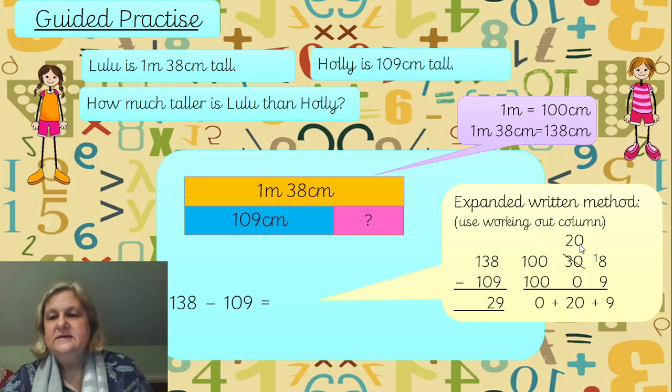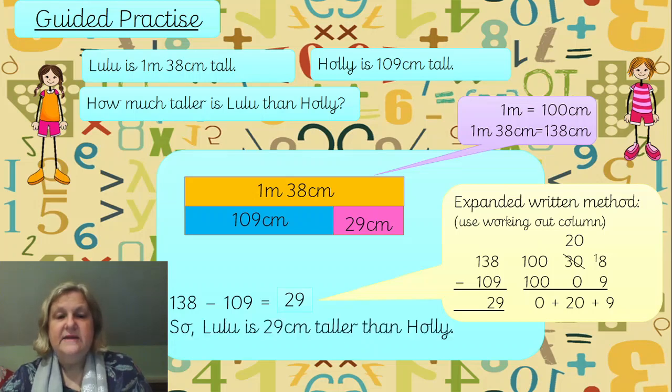20 take away 0 is 20. 100 take away 100 leaves you with nothing. We recombine this together and we can put our answer in here and in here. So our answer here is 29 centimetres. And then we've got Lulu is 29 centimetres taller than Holly, because that's how it's going to answer our question.